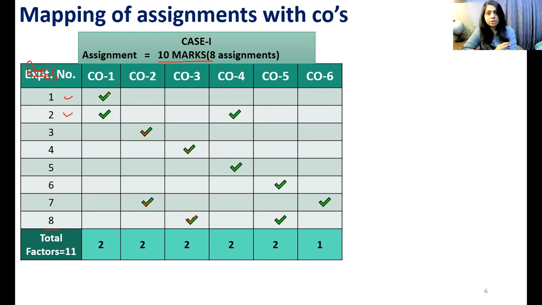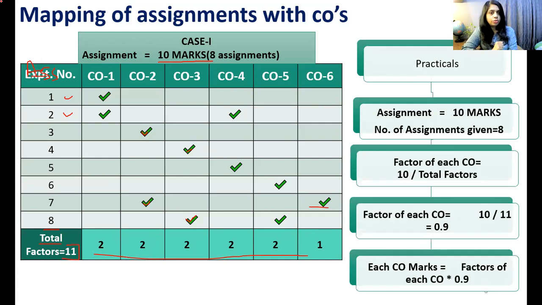After doing this, you have to add this. This is 1 and 1, 2. So write here 2. Now 1 and 1, 2. So write here 2. Again 2, 2, 2. And here CO6 is used only in assignment number 7. So here only 1 is there. Now add all these numbers. After adding, your total factor is 11. This 2 plus 2 plus 2 plus 2 plus 1 gives you 11. Now what to do? Now again your assignment marks were 10. Number of assignments given are 8. So what you have to do?